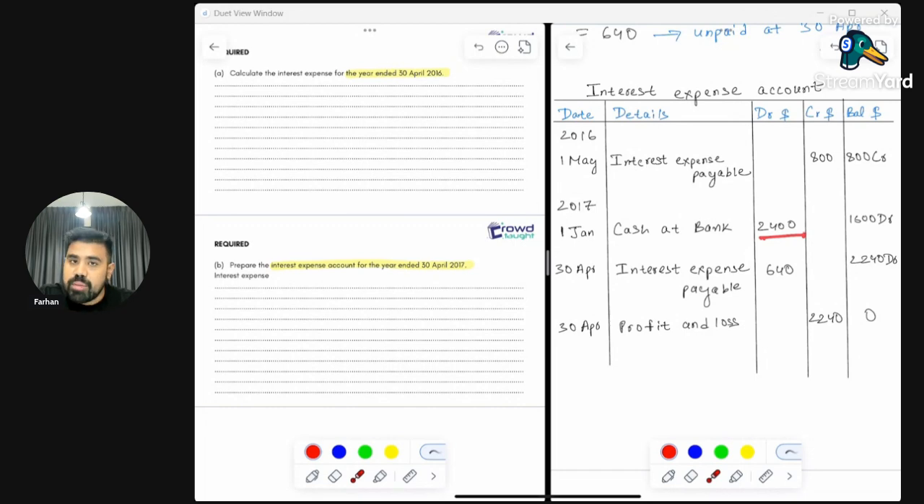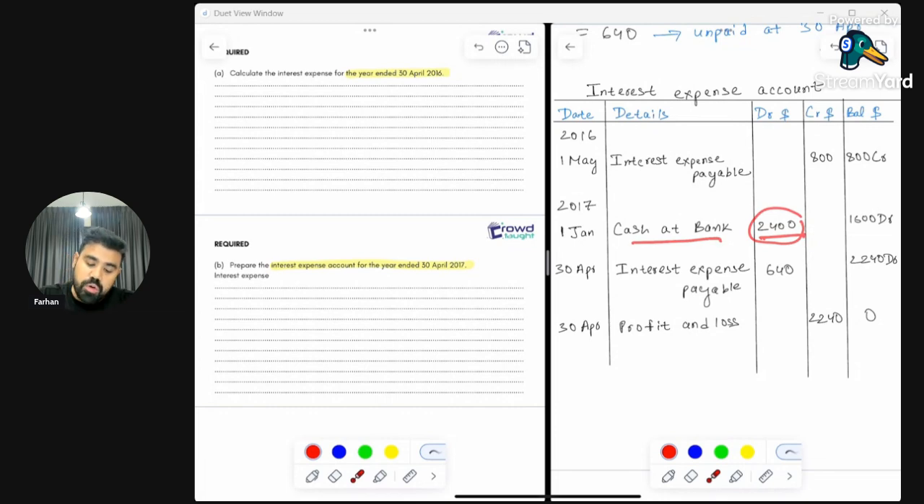But what you would be debiting is the interest expense, because expenses, when they increase, are by default always debited. So here, since the interest expense was debited, within the ledger account we have to record the $2,400 on the debit side with the narration in the details being the cash at bank, which basically refers to the fact that we have used the funds available in the cash at bank account to make this transaction.